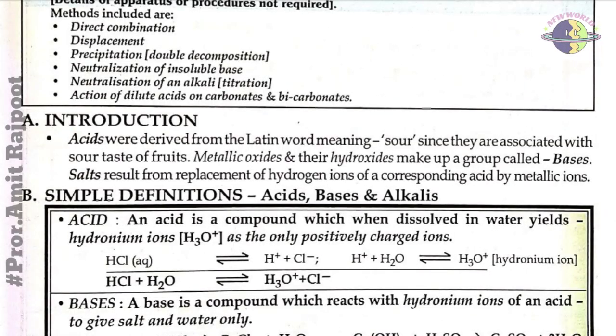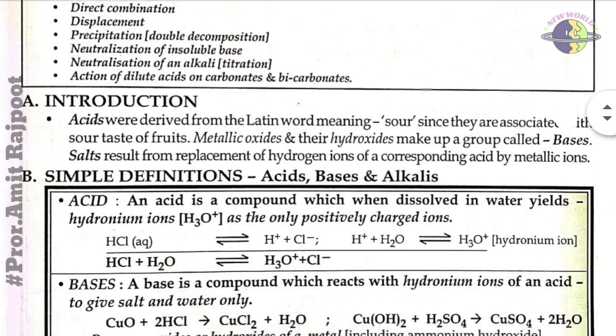Acid is derived from the Latin word meaning sour, since acids are associated with the sour taste of fruits. Metallic oxides and hydroxides make up the group called bases. Salts result from the replacement of hydrogen ions of the corresponding acid by metallic ions. Simple definitions of acids, bases and alkalis can be given as follows.